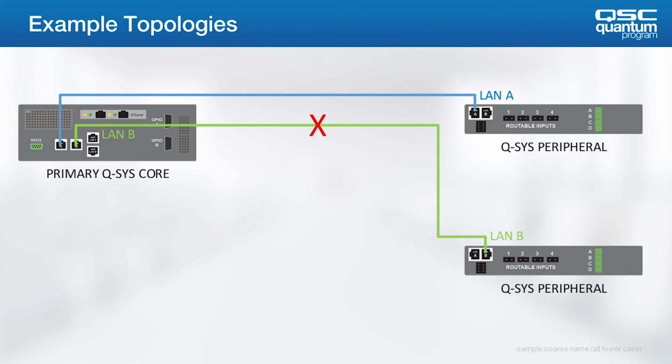We see some instances in the field where this topology is used to avoid the need for a network switch. Note, this is not a valid way to connect a core to two peripheral devices. LAN A is the primary Q-SYS network, so all peripherals should be connected to it. LAN B is only used if redundant Q-LAN networks are used in the system.